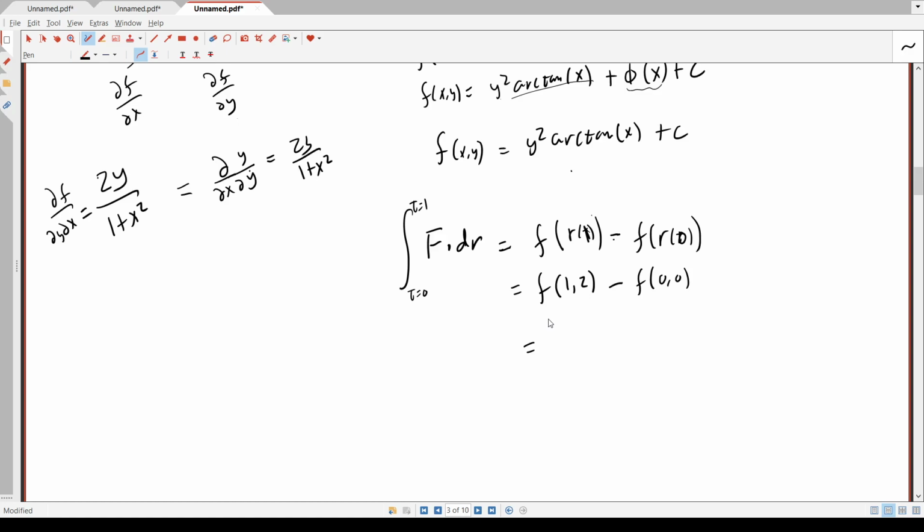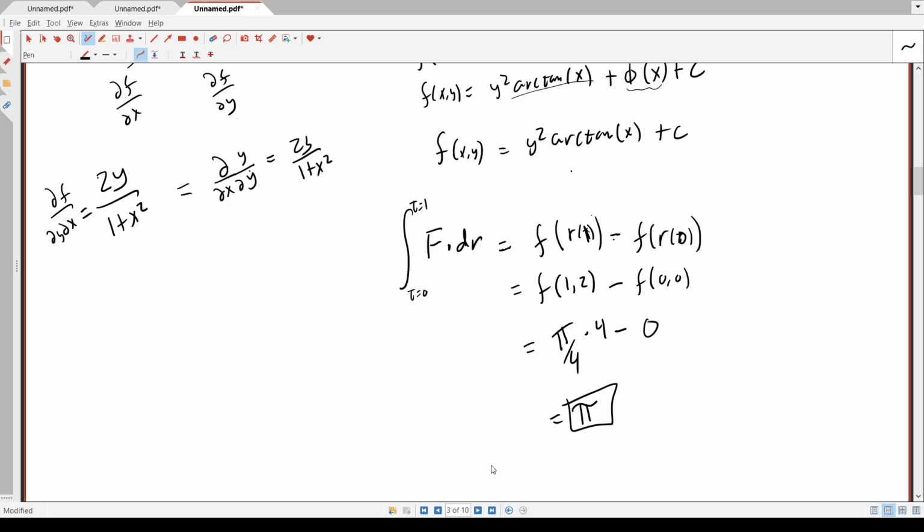Somebody answer. Pi over 4, thank you. Pi over 4 times y squared, so that's going to be times 4, minus 0. Arctan of 0 is 0, and y 0 squared is 0. So this just equals pi.